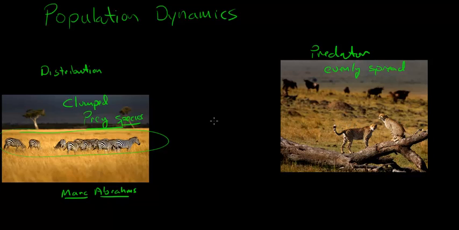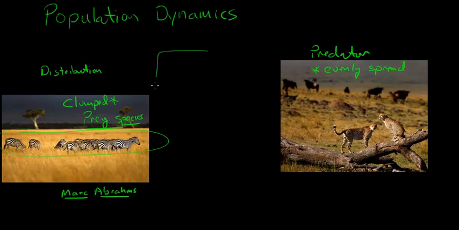And so depending on if you're a prey or a predator, that's going to determine whether you are going to be clumped together or evenly spread out. And then the amount of resources that you need and what kind of resources that you need are going to determine whether you are spread out.